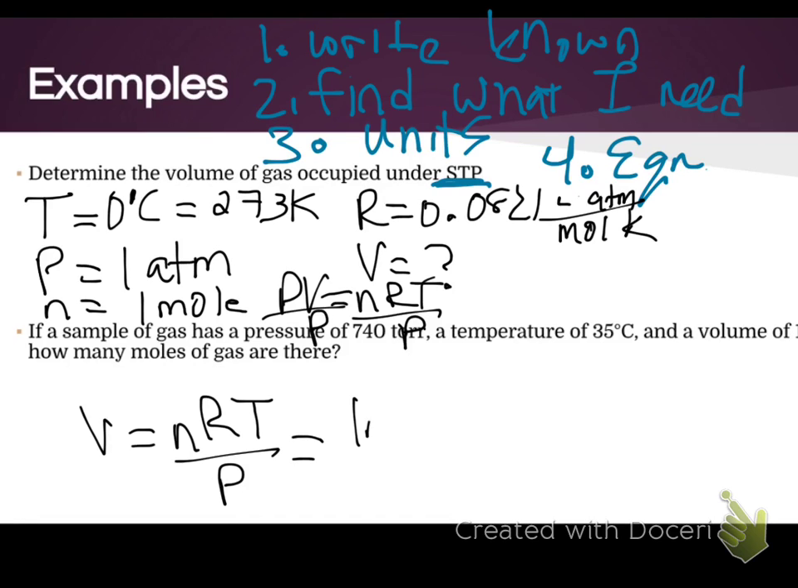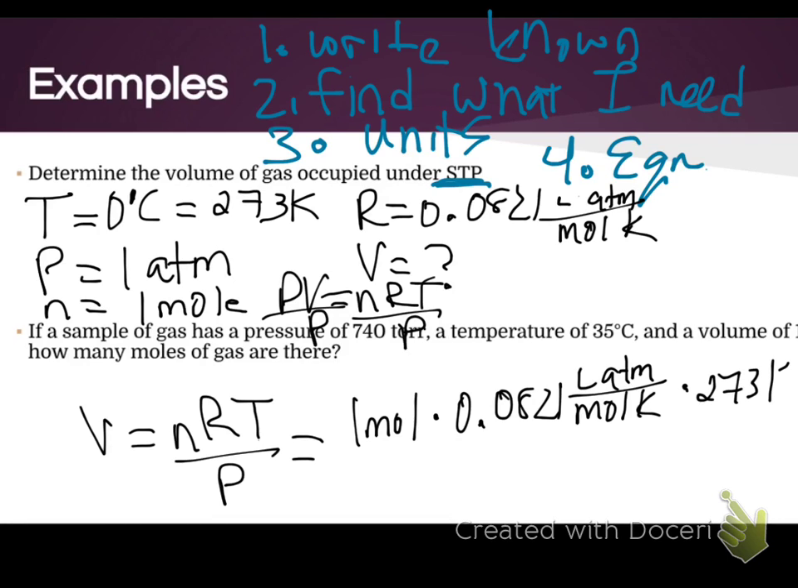And I plug it in. So 1 mole times 0.0821 liters times atmosphere per mole K. Now I know you're going to be very tempted not to write the units of R. You need to, because they must cancel out, or you have used the wrong equation, or maybe rearranged incorrectly. So make sure you're writing all your units. And then T we said is 273 Kelvin, and P is 1 atmosphere.